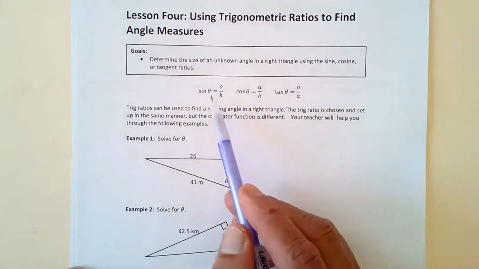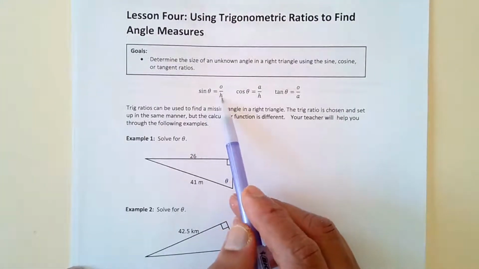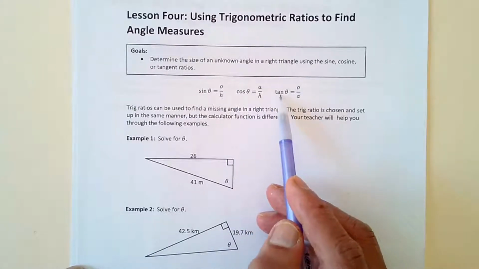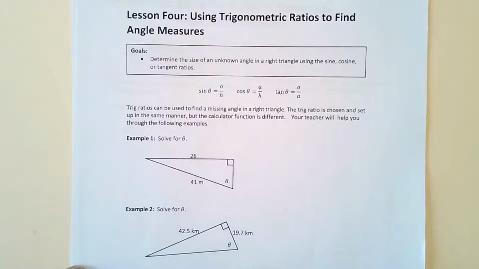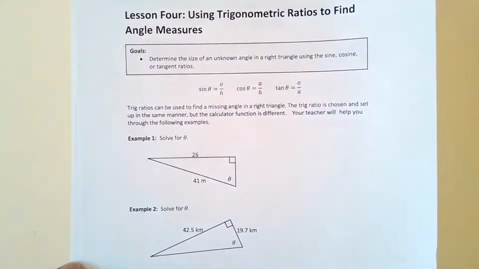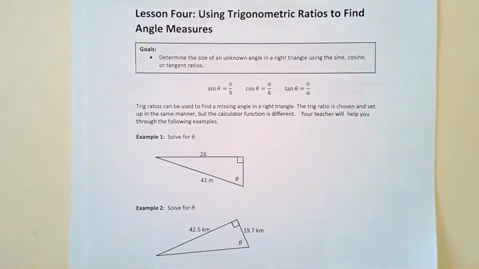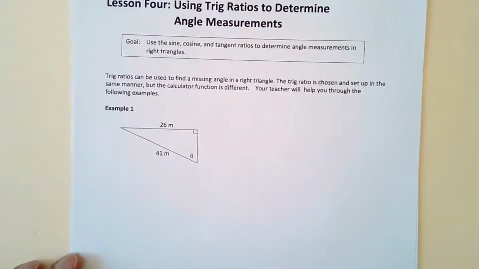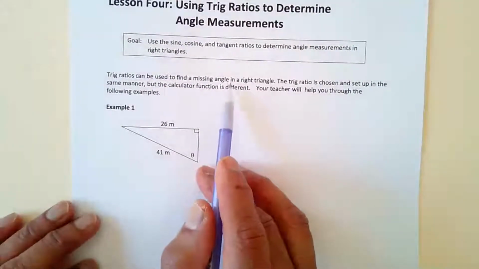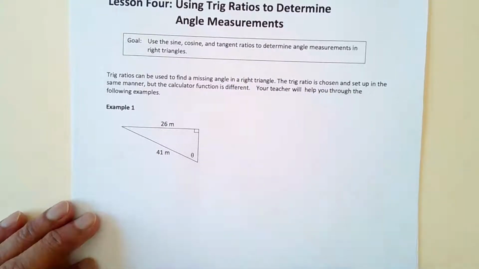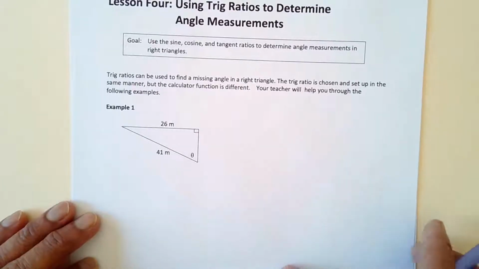Just to review your trig ratios, sine is opposite over hypotenuse, cosine is adjacent over hypotenuse, and tangent is opposite over adjacent. So we'll go through 4 examples today, and then you'll be assigned assignment 4 in your booklet. Trig ratios can be used to find the missing angle in the right triangle. The trig ratio is chosen and set up in the same manner, but the calculated function is different. And I will help you through the first example.